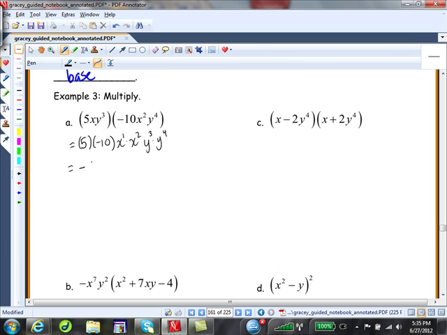5 times -10 is -50. And then we'll have x to the 1 plus 2 times y to the 3 plus 4, which will yield a result of -50 x cubed y to the 7th. And we are done. And notice in this particular problem, there was no combining like terms because we didn't use the distributive property at all. There was just one monomial times another monomial.